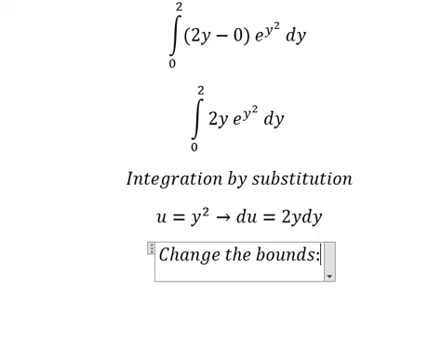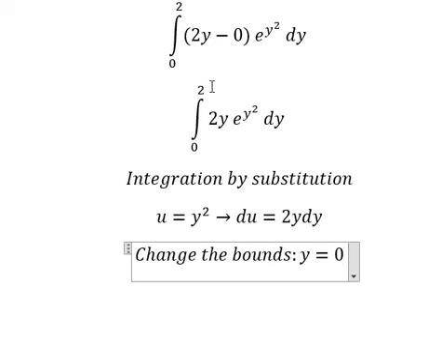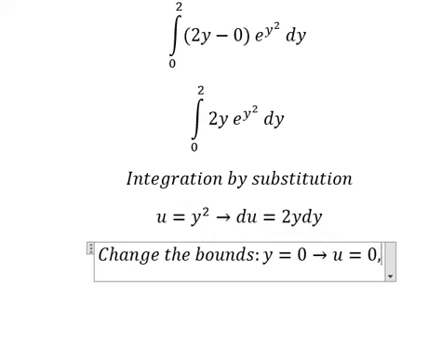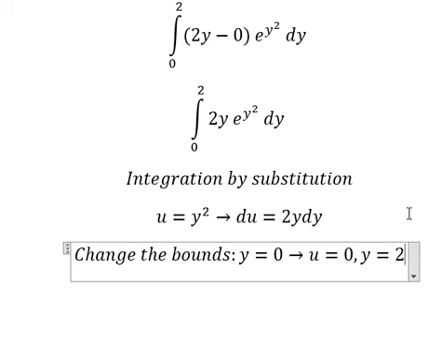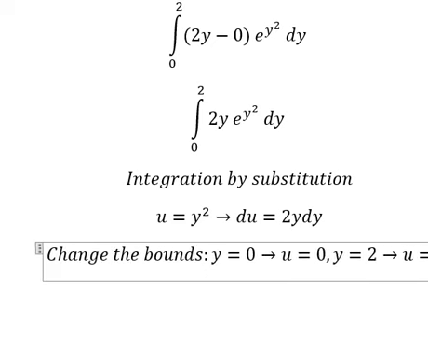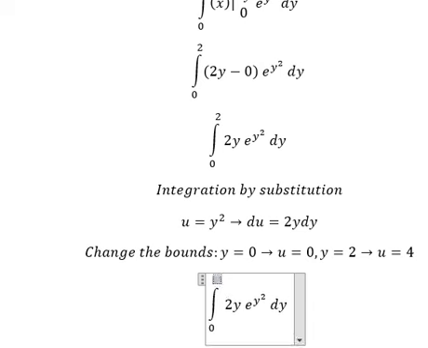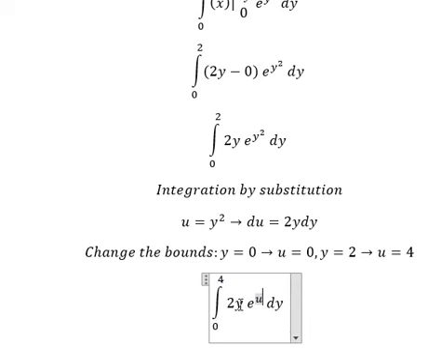When y equals number 0, we put number 0 here, and we have u equals number 0. When y equals number 2, we put number 2 here, and we have u equals number 4. So number 0 we keep the same, number 2 we change for number 4. This one we change for u. 2y dy we change for du.